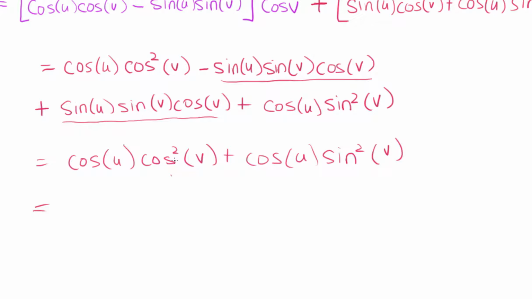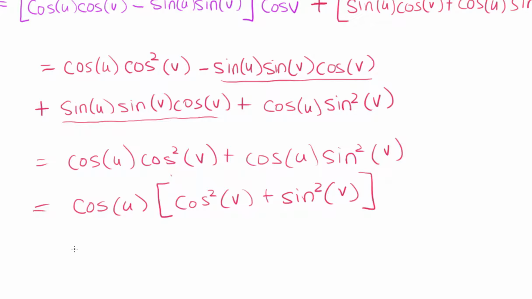Now, notice that the cosines of u are the same factor, so we can factor it out, and you're left with cosine squared of v plus sine squared of v. We know by identity that cosine squared of v plus sine squared of v is equal to 1. So you're left with cosine of u times 1, which is just cosine of u. And that will be the problem.